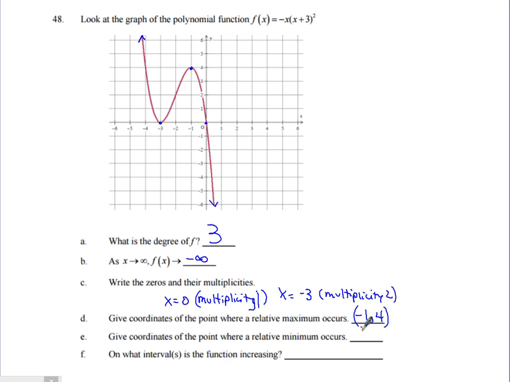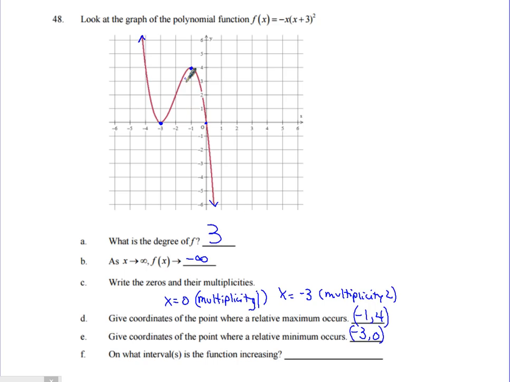All right, give coordinates to the point where the relative minimum occurs. So this, where it's a valley, is our relative minimum at -3, 0. All right, then it asks, on what interval or intervals is the function increasing? Well, we want to always read from left to right. It's decreasing first, and then it stops, and then it's increasing, and then it stops, and then it's decreasing.